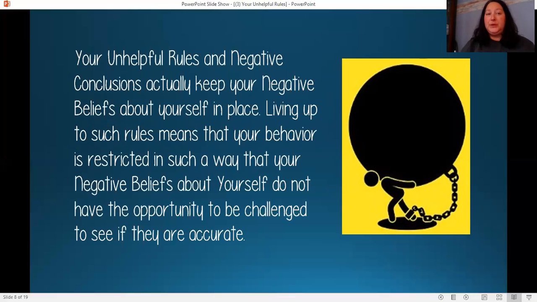So your unhelpful rules and negative conclusions actually keep your negative beliefs about yourself in place. Living up to such rules means that your behavior is restricted in such a way that your negative beliefs about yourself don't have the opportunity to be challenged to see if they are accurate.